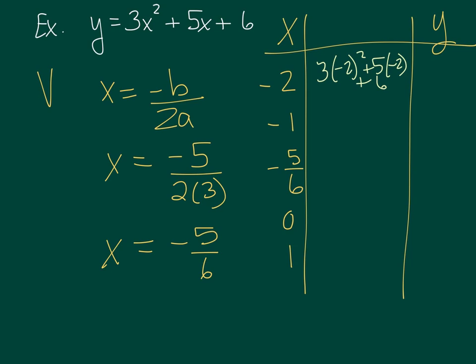So negative 2 squared is 4. 4 times 3 is 12. 5 times negative 2 is negative 10. And then adding 6 to that, that gives me 8. So I'm going to do this every single time. So 3 times negative 1 squared plus 5 times negative 1 plus 6. Again, negative 1 squared is 1, so times 3 is 3. 5 times negative 1 is negative 5. Add 6 to that, and get 4.